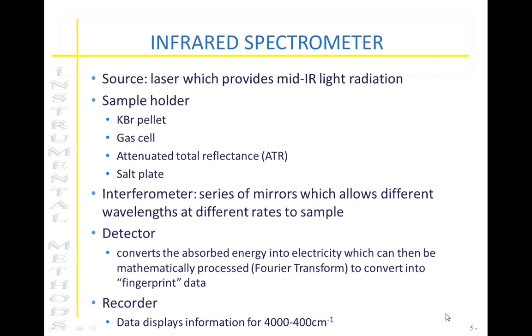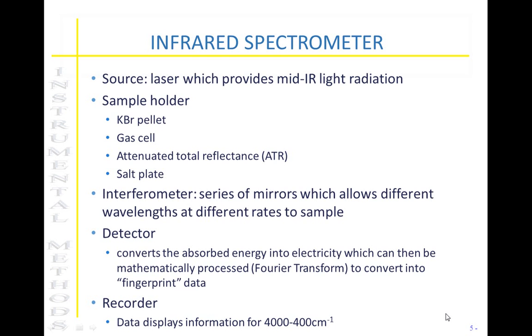The infrared spectrometer uses a source that is a laser that provides mid-IR light radiation. This light is going to hit a sample that is held by one of the methods shown on this slide, either a KBr pellet or a gas cell. Sometimes the sample may be just placed on top of the bench and an ATR is going to be utilized, or in some instances the sample may be put on a salt plate.